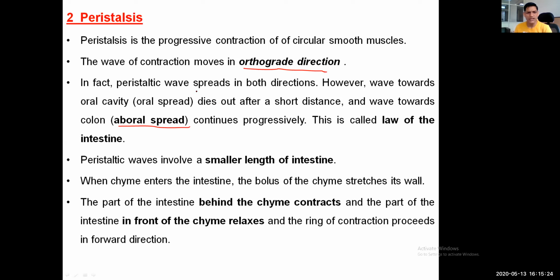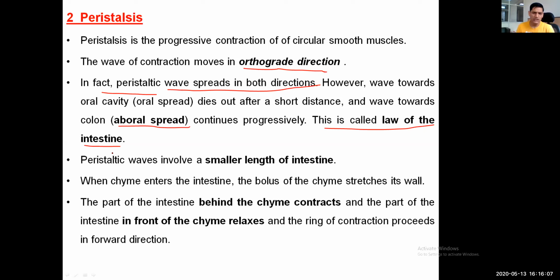Peristaltic waves can spread in both directions. Normally they can spread in both directions, but towards the oral cavity they die out after a short distance. थोड़ी देर के बाद they die out, but towards the colon they continue progressively, and this is called the law of the intestine. So what is the law of the intestine? The law of the intestine is important. Sometimes in viva they can ask what is the law of the intestine. The law of the intestine: the peristaltic waves traveling towards the colon, towards the anus, is called the law of the intestine.